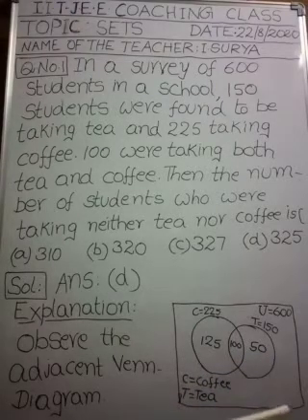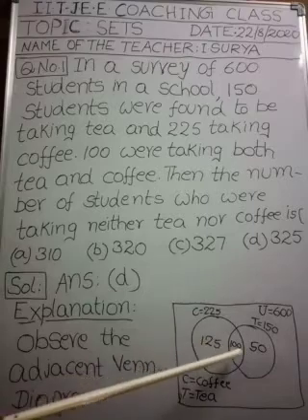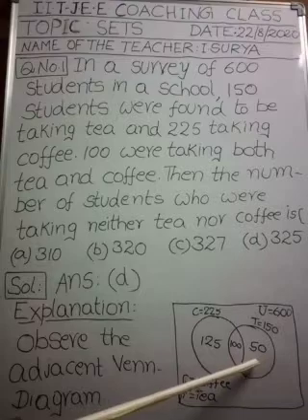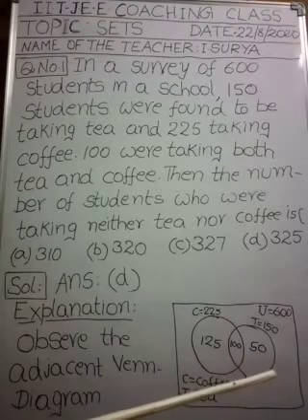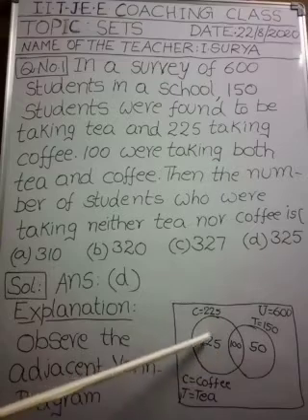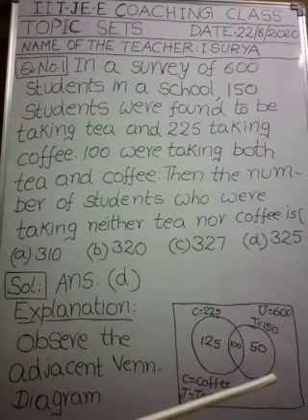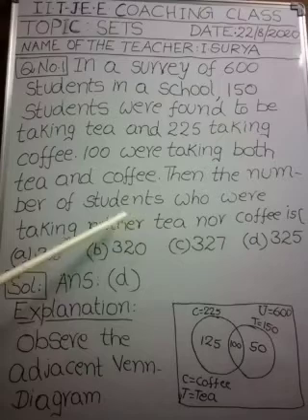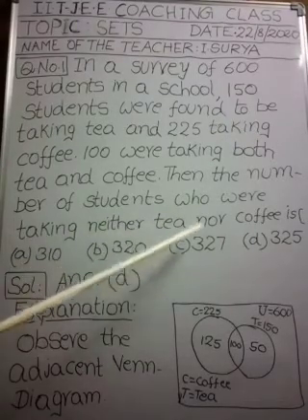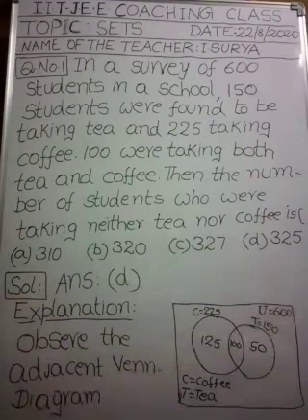Understood, my dear children? Now, if you add these three numbers, 125 plus 100 plus 50, then we find the number of students who take either tea or coffee. But they asked for the number of students who are taking neither tea nor coffee.